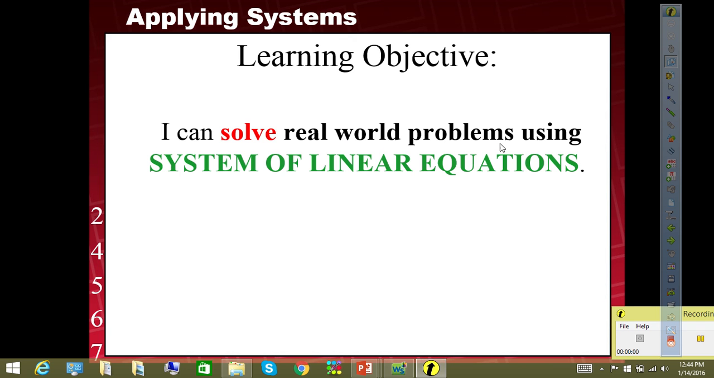I can solve real-world problems using systems of linear equations. Let's read together. 1, 2, 3. I can solve real-world problems using systems of linear equations.